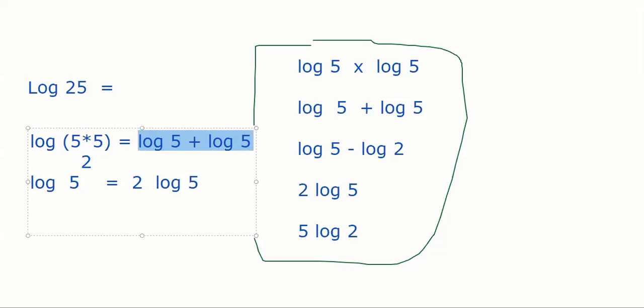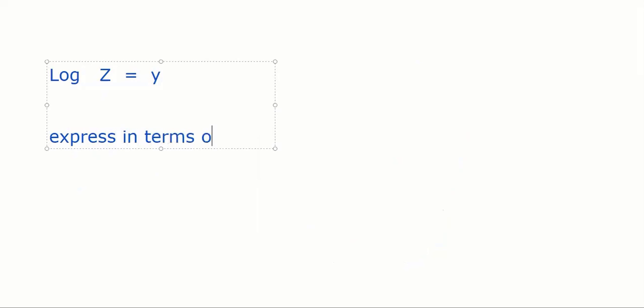25 we can also write as 5 square. Yes. So everybody, how do you write this in terms of e? If I say log of y to the base e equal to z, express in terms of exponential. How do you express this in terms of exponential?